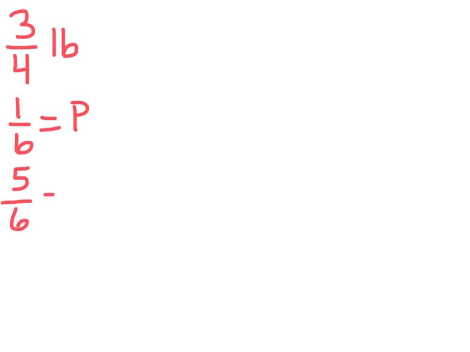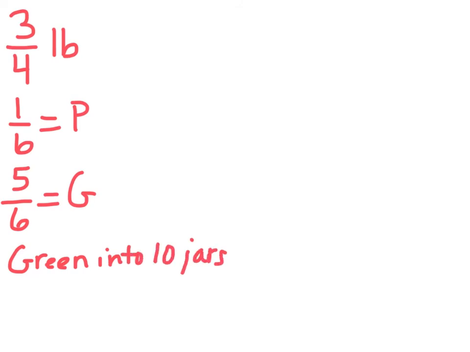Let's try one last problem like this before I give you some practice problems to try on your own. Jeff buys 3/4 of a pound of beads. 1/6 of the beads are pink, and the rest are green. So right away we can say that 5/6 are green, right? Because if we have a total of 1 and 1/6 are pink, then 5/6 have to be green, correct? Jeff packs the green beads equally into 10 jars. So what is the weight of the beads in each jar?